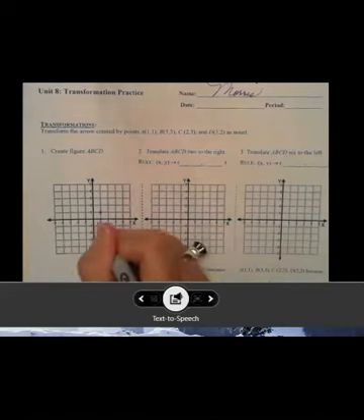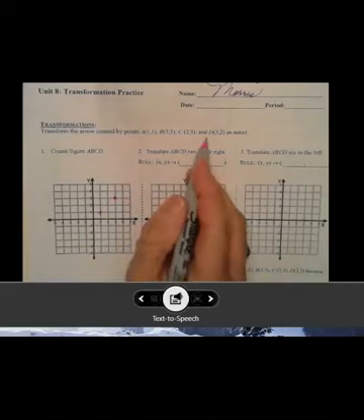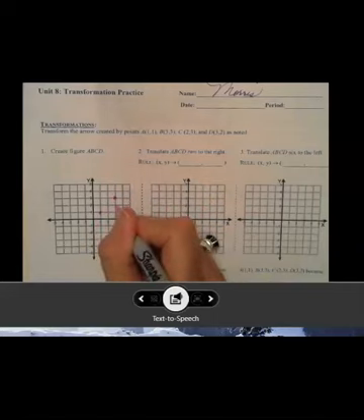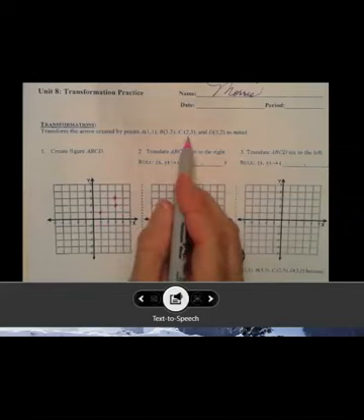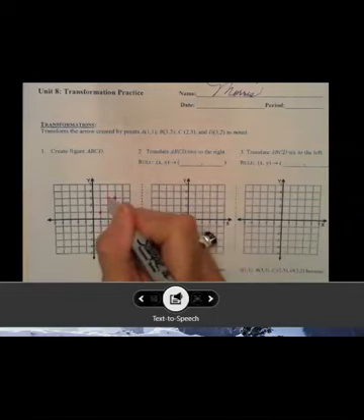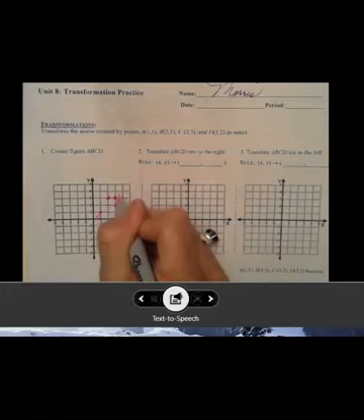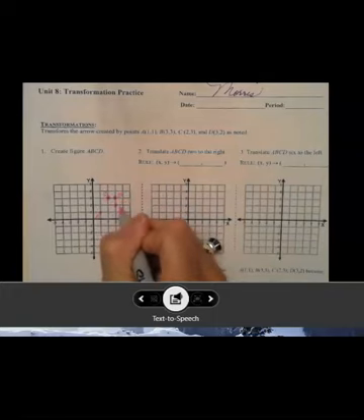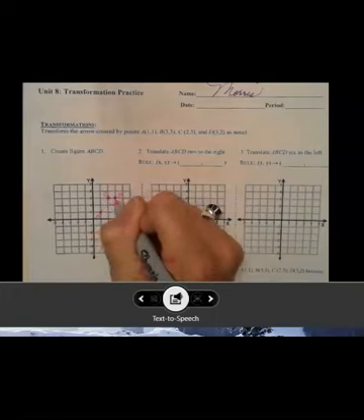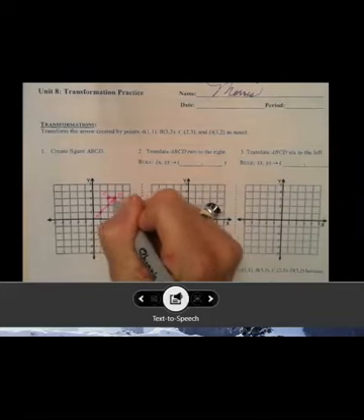B is 3, 3. D is 3, 2. That was D, and which one did I miss? 2, 3 was C. So this is your A, B, C, and D. And we're going to connect them so they look like an arrow pointing up northeast.